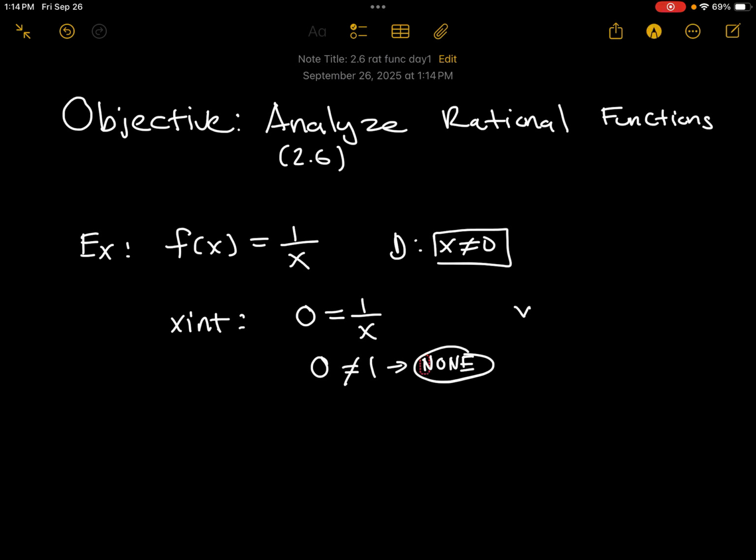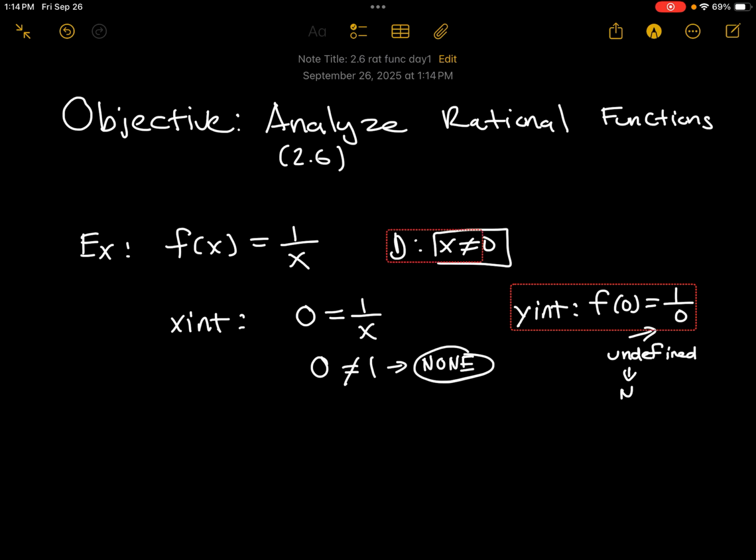All right, y-intercept is found by plugging in x is 0. Right, where does the graph hit the y-axis? So f of 0 equals 1 over 0. Again, right, this is not a false statement, right? This is just undefined, which also means graphically that this graph is not going to touch the y-axis either. Okay, so no x or y-intercepts.